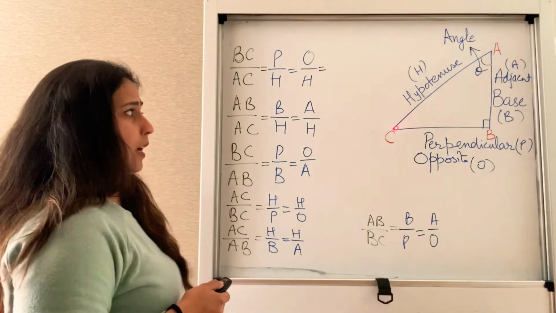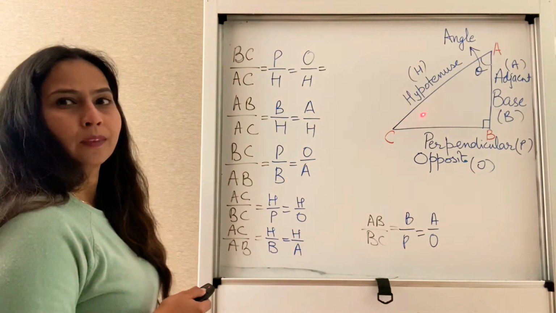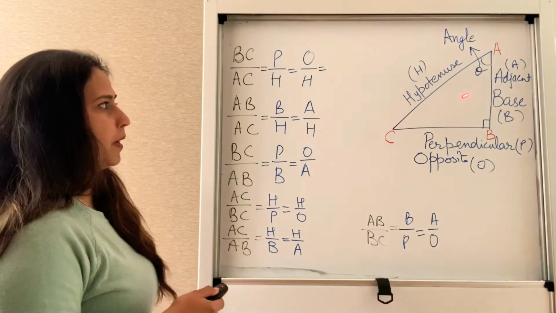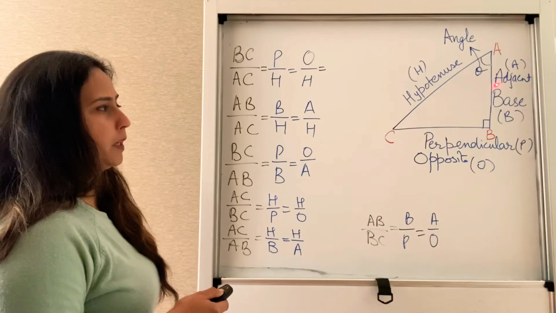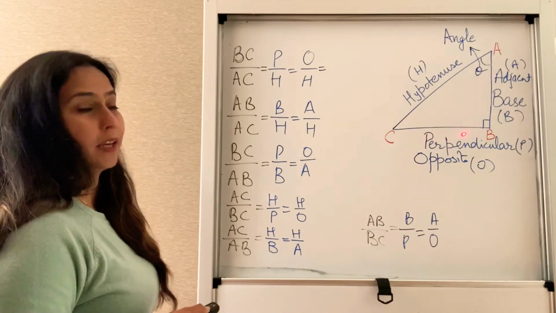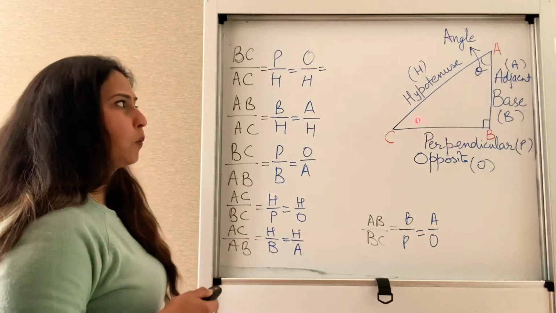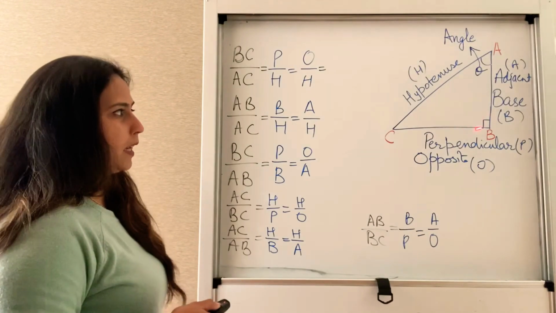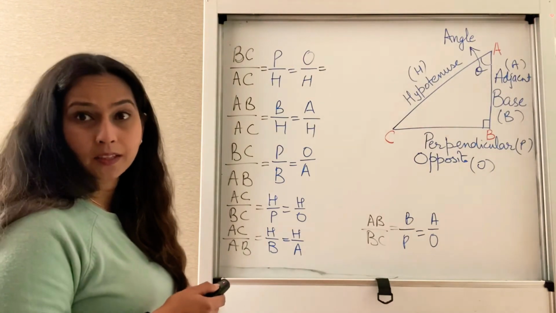This angle theta could have been here also. But if it's here, then the perpendicular would be this side. AB will become the perpendicular and BC will become the base for that. So you can always change your side names as per the need of the angle given to you.